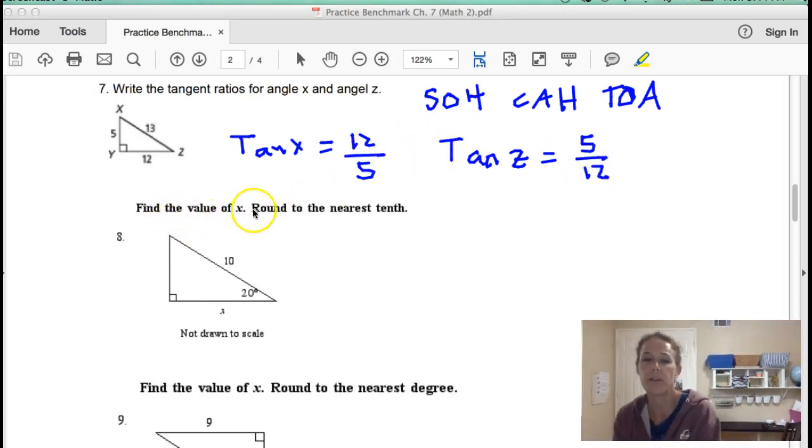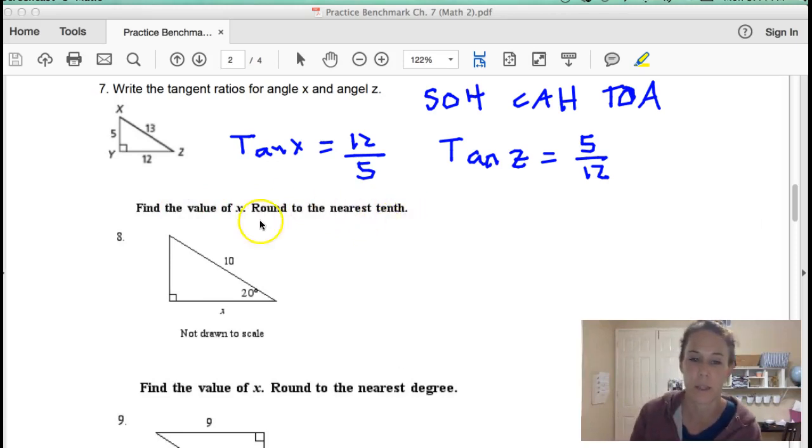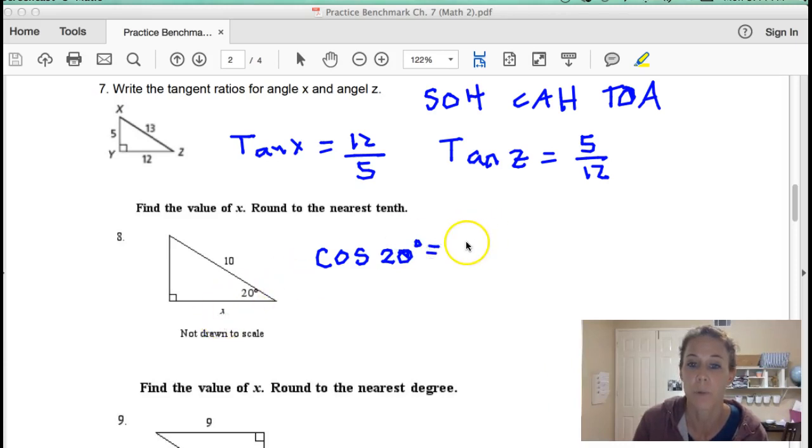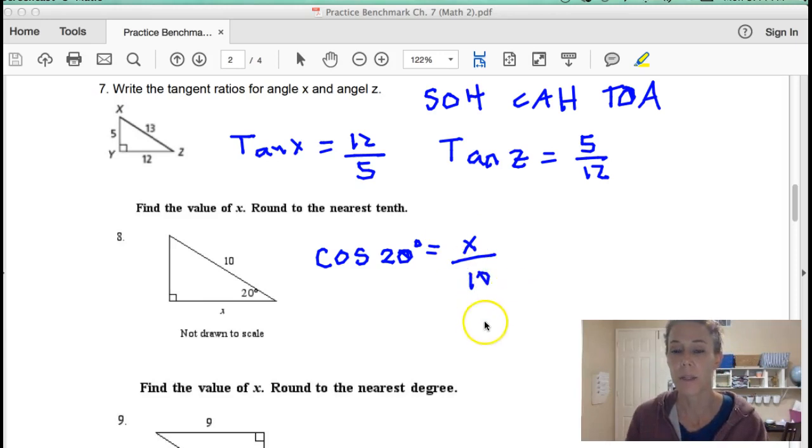All right, let's go find the value of x, round to the nearest tenth. So here's x. I have this angle and I have the hypotenuse. So let's see what I have with my SOHCAHTOA. I have an adjacent and a hypotenuse. And since I have adjacent and hypotenuse, I'm going to pick cosine. So cosine of 20 degrees equals the adjacent side, which would be x, over the hypotenuse, which is 10. Now I'm going to solve for x.